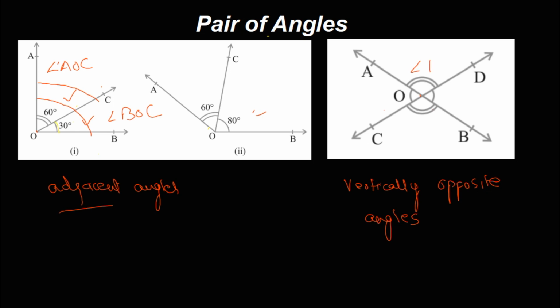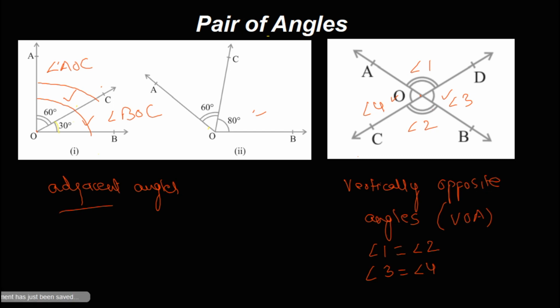Let me name this angle 1 and this angle 2. Similarly, these two are also vertically opposite angles. In short, we call them VOA. Let me name this angle 3 and this angle 4. So angle 1 will always be equal to angle 2. Similarly, angle 3 will always be equal to angle 4. Now, what is the reason behind them being equal? Let us study why these vertically opposite angles are always equal. We'll talk about it, and let's see further what we have.